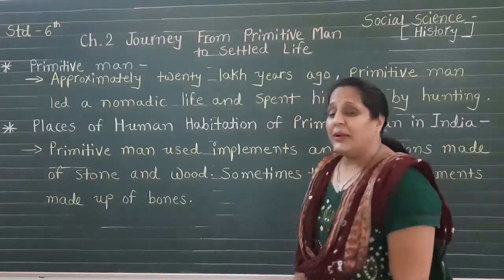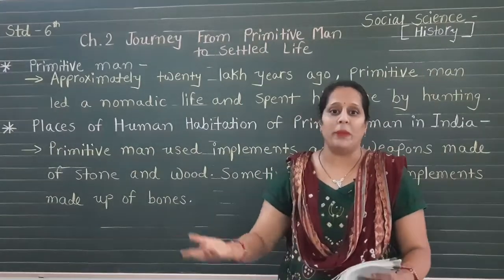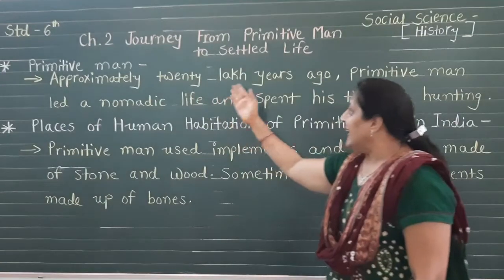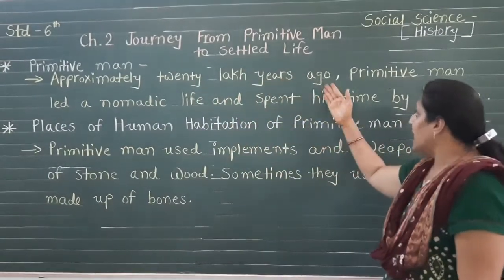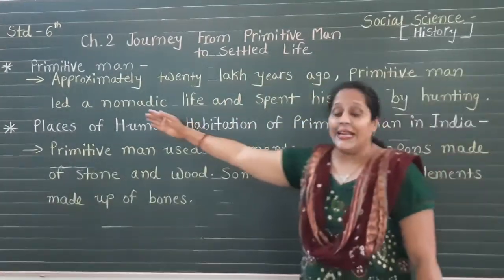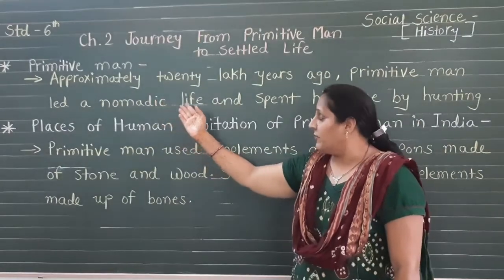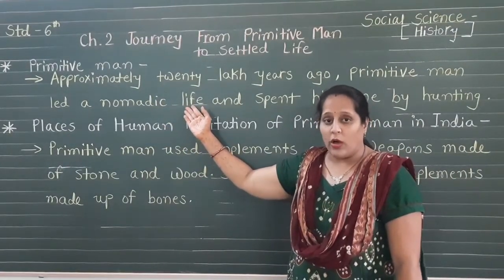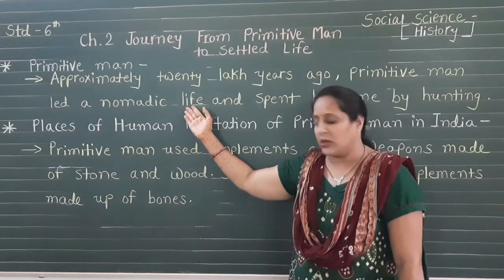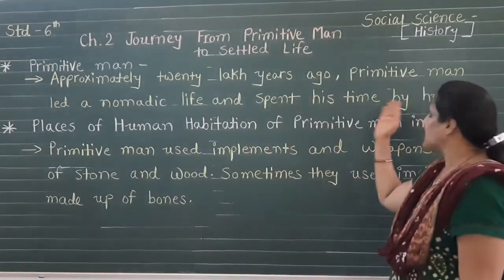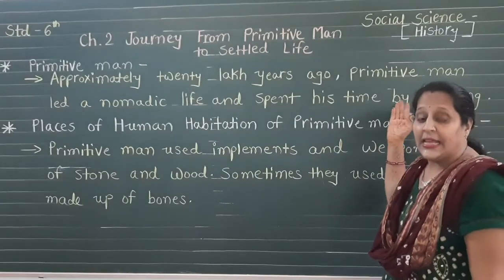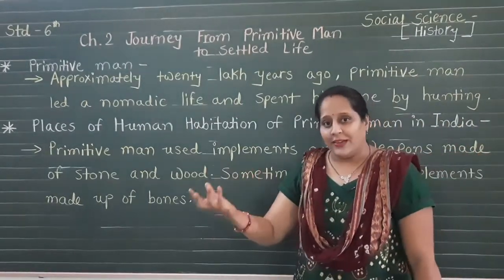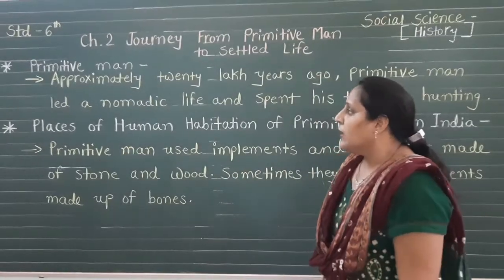Yes. Primitive man means very old people. Approximately 20 lakh years ago, primitive man led a nomadic life. Nomadic life means he hunted animals. He went from one place to another on foot and spent his time hunting. Yes, he hunted animals like deer, fish, and different kinds of animals.